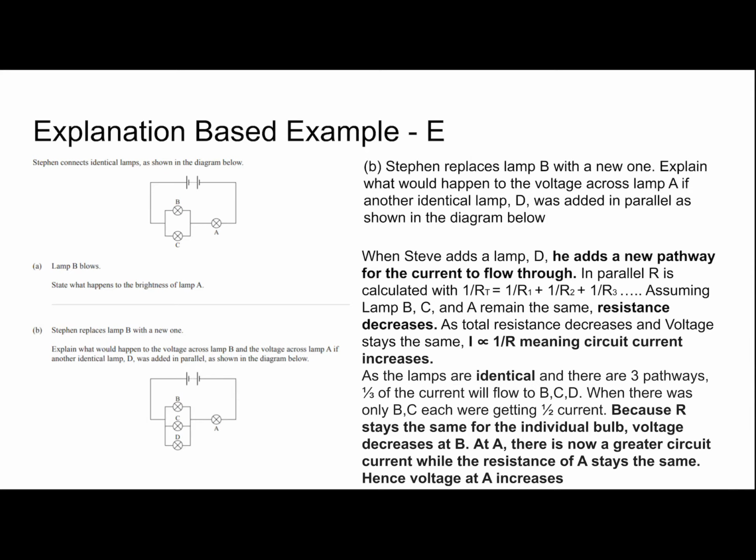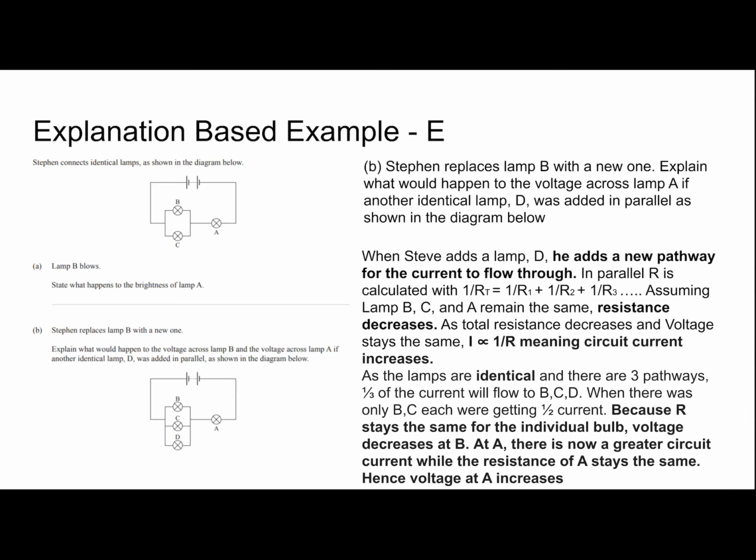By adding another pathway, like I said, you're adding another checkout, that means the resistance decreases because 1 over R total equals 1 over R1 plus 1 over R2 plus 1 over R3. That means the total resistance will decrease. And linking it back to V equals IR, the total voltage of the system remains the same. That means I is proportional to 1 over R. If R decreases, then I must increase.